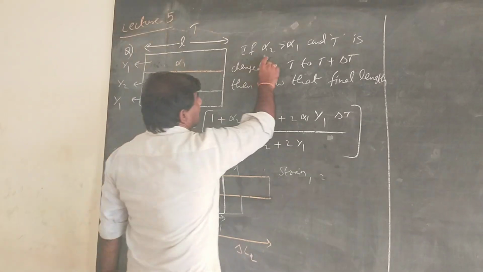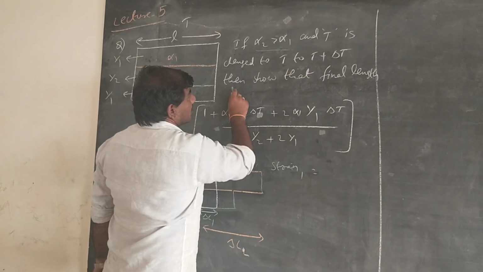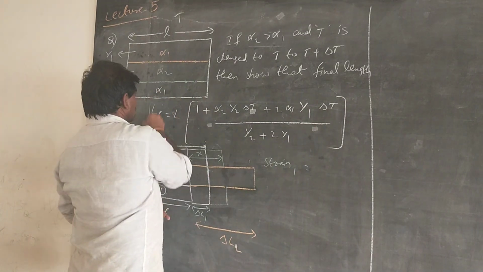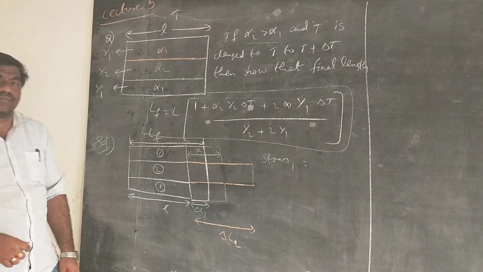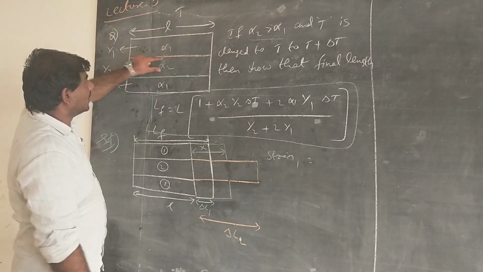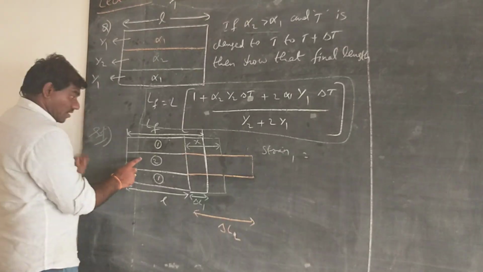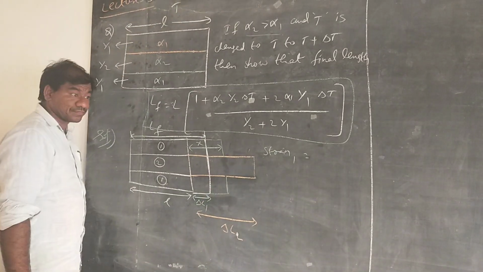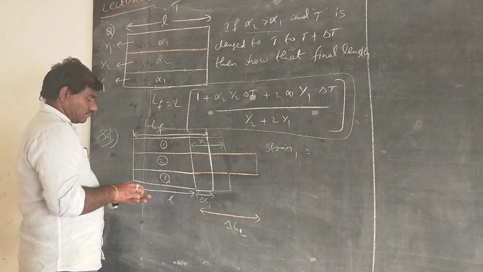Now see, if alpha 2 is greater than alpha 1 and T is changed to T plus delta T, then show that final length is this much. So this is what they are asking us to show. Right? Okay, alpha 2 greater than alpha 1 means what? This rod will expand more than these both rods. Now see, this second rod is going to expand this much, whereas the first rod can expand only this much, this white line.